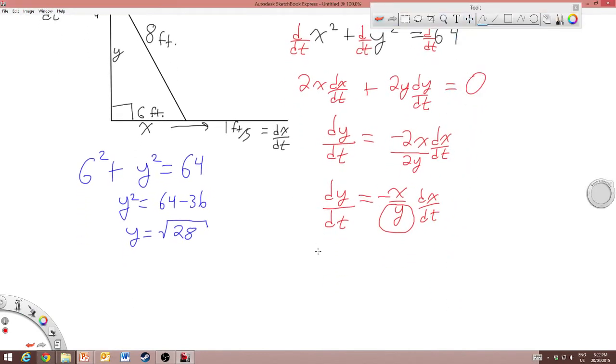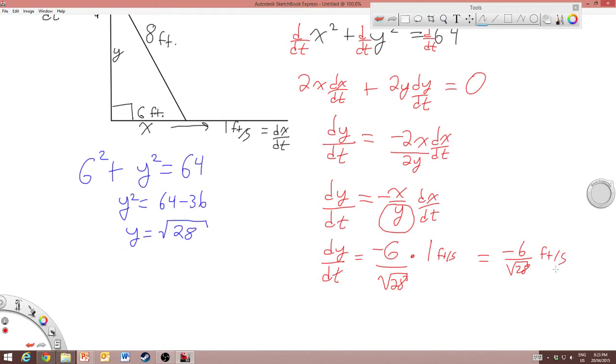So dy/dt is going to equal negative x, which is 6, times dx/dt, which is 1 foot per second, all divided by the root of 28. So dy/dt is really just negative 6 over root 28 feet per second.